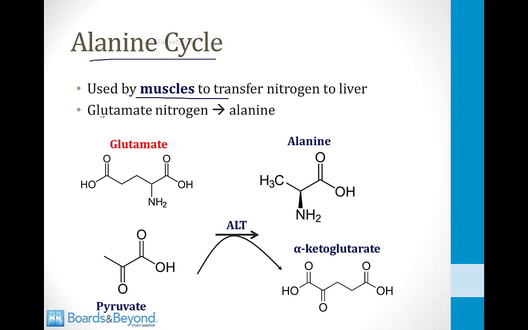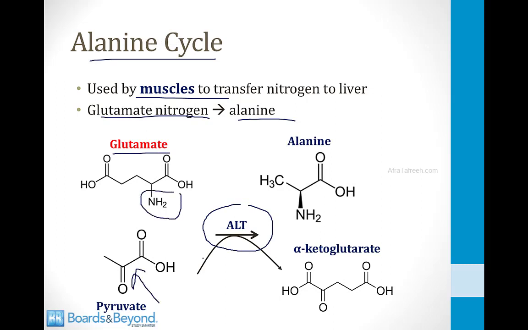In muscles, glutamate nitrogen will be passed to alanine, and then the alanine will shuttle it back to the liver. This reaction is catalyzed by the enzyme alanine aminotransferase, or ALT. It will take molecules of glutamate and pass the nitrogen from glutamate to pyruvate and remove the double bonded oxygen from pyruvate. When it does this, it creates a molecule of the amino acid alanine. Alanine has the same structure as pyruvate, except that the ammonia group has replaced the double bonded oxygen.